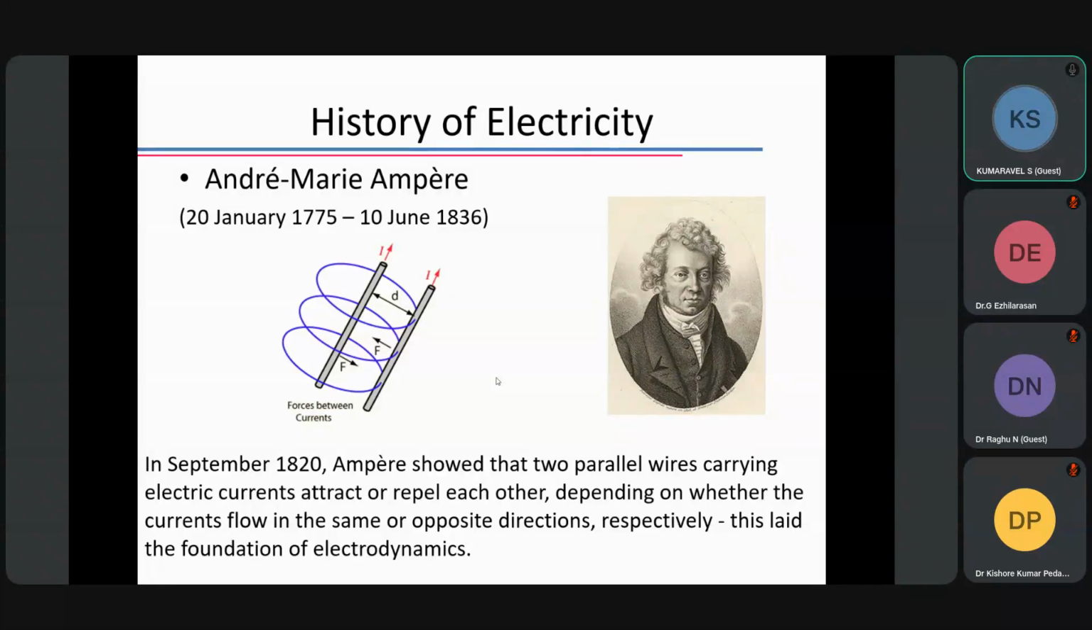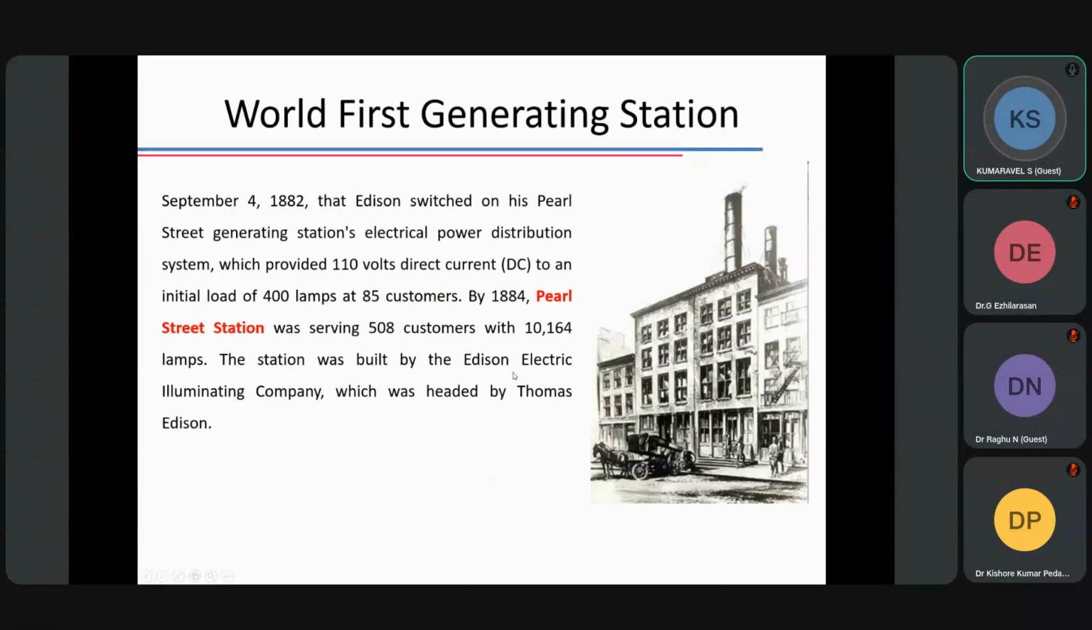In 1820, Andre Marie Ampere proved this, whereas in 1882, Thomas Alva Edison started his first power plant in the world called Pearl Street Power Station. It was basically a coal-based power station. It was DC, in fact, 110 volt DC. He served almost 85 customers only for electrifying lamps, that is, providing light energy from lamps.